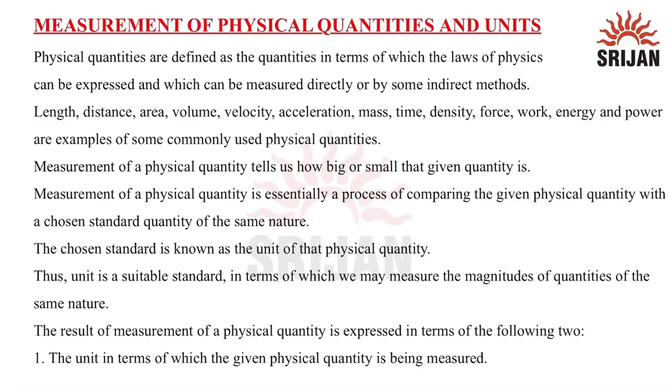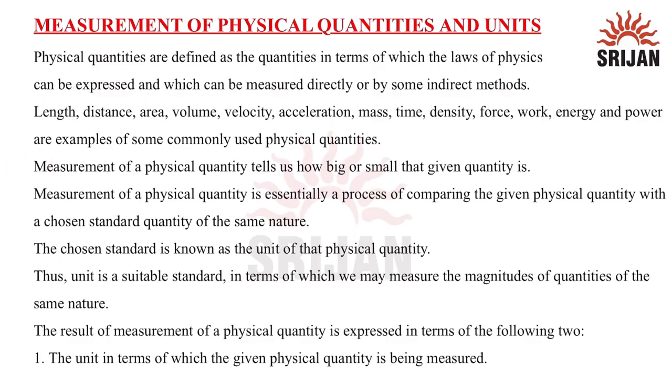In this video, we will learn about measurements of physical quantities and units. Now, physical quantities are defined as the units in terms of which laws of physics can be expressed and which can be measured directly or by some indirect methods, like length, distance, area, volume, velocity, acceleration, mass, time, density, force, work, energy, and power. Now, these are some examples of commonly used physical quantities.